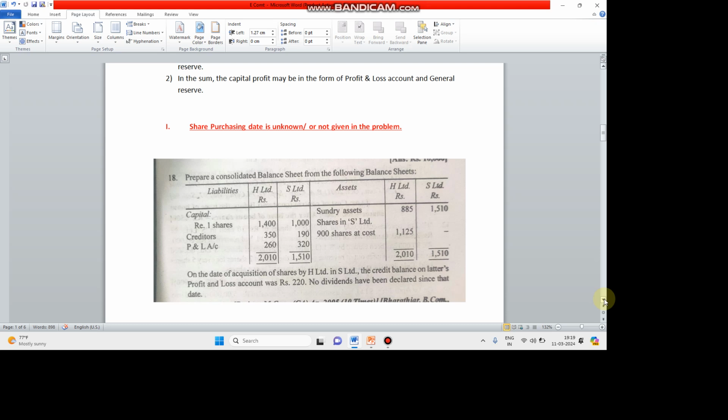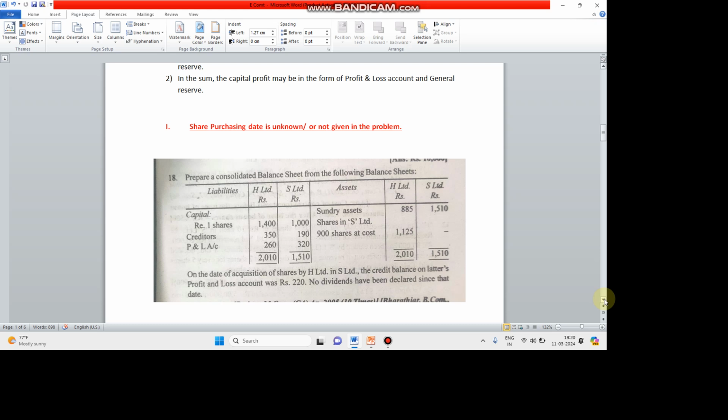In this particular problem, we can see that H Limited acquired shares from S Limited. How many shares? 900 shares. Everything is clear. But there is an absence of information regarding the date on which H Limited acquired the shares from S Limited. The date is unknown. The date is not given. Then how are we going to calculate the capital profit amount and revenue profit amount? So this is the problem.